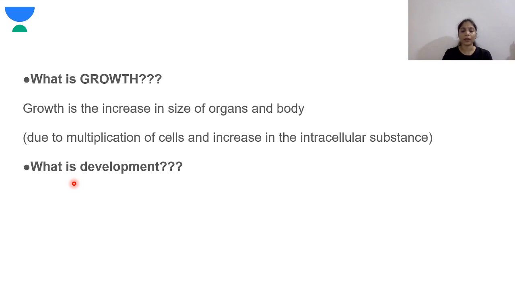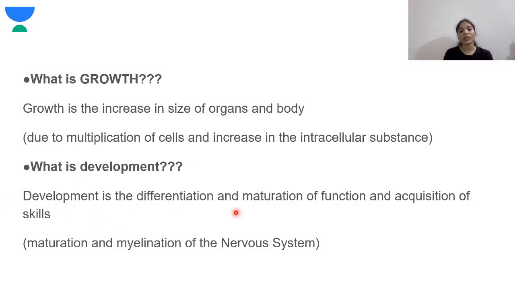What is development? Development is the differentiation and maturation of the function. As a result, there is acquisition of skills. How does this differentiation and maturation occur? This is due to the myelination and the maturation of the nervous system. So optimal myelination leads to optimal development in the child. So growth is a quantitative parameter, while development is a qualitative parameter.